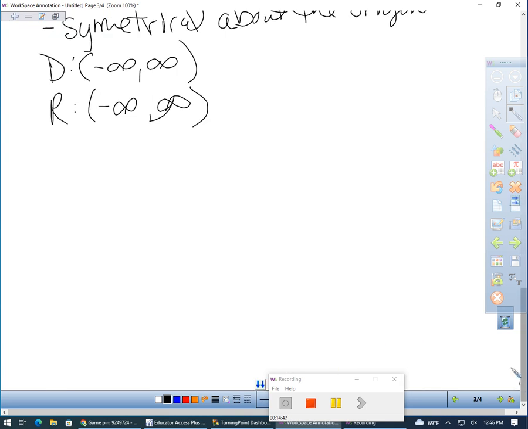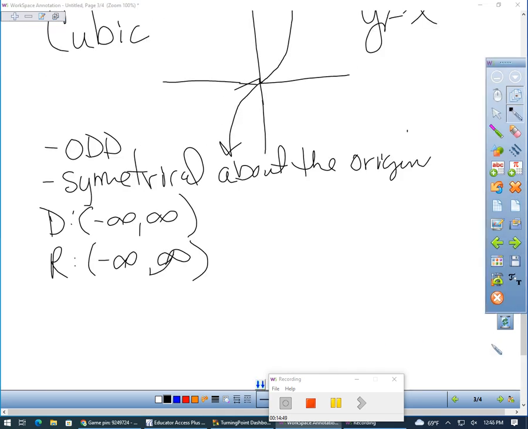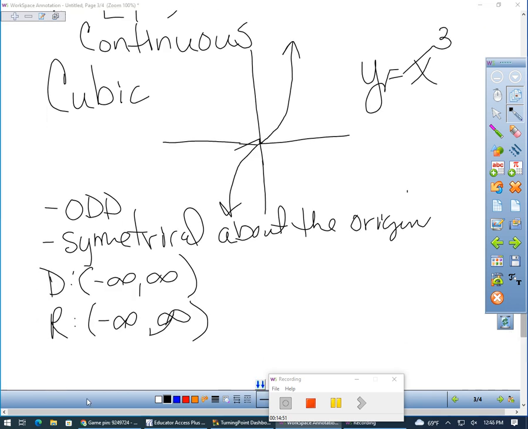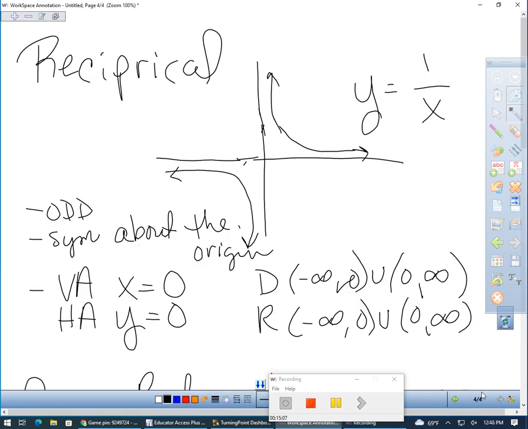Talk about the cubic function. In this one, to draw this S-curve, did I have to pick my pencil up? No. So this is also continuous. Reciprocal is not. Correct. Very good. In the reciprocal function, there's no way to draw this graph without picking up my pencil. So this is discontinuous.